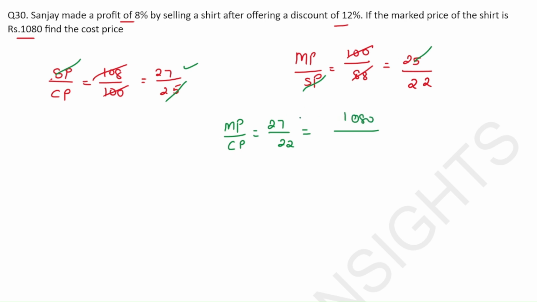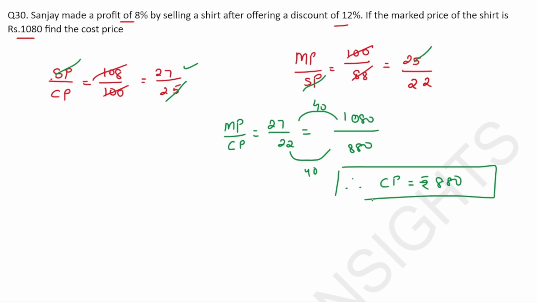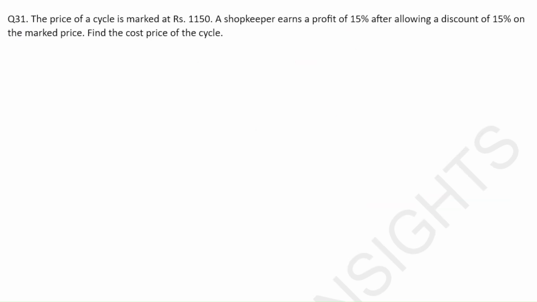How much is 1080? So that means 27 forties are 1080. So multiply 22 by 40. So you will get the cost price as rupees 880. So therefore, the cost price is rupees 880. So this is how you solve. This question, you try to do it by yourself by pausing this video, and then you check later whether your answers are coming correct or not.